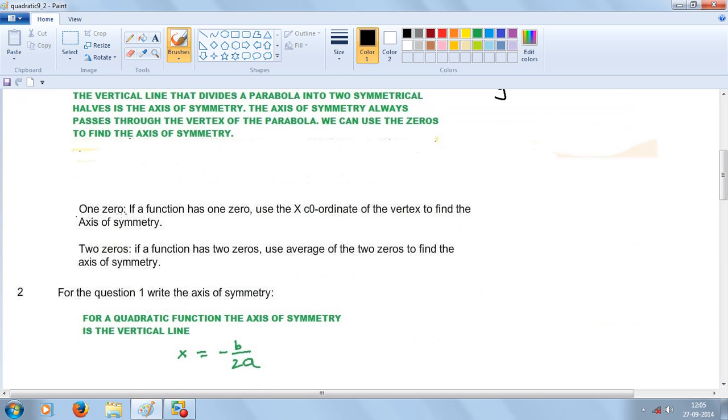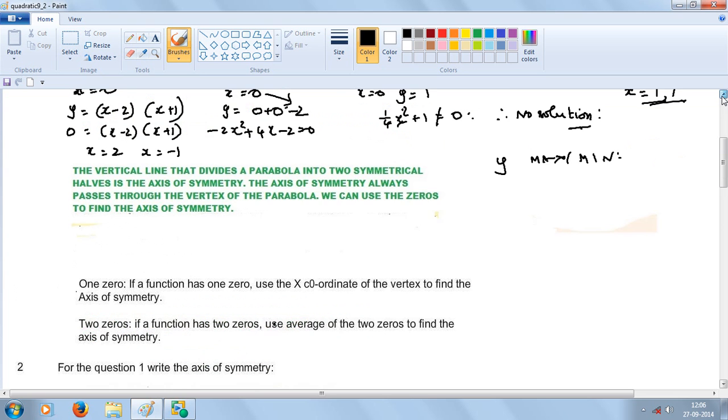Sometimes it can be only 1 zero. That means if a function has 1 zero, use the x coordinate of the vertex to find the axis of symmetry. If the function has 1 zero, it cuts only at one point, so use the x coordinate of the vertex to find the axis. Next, if a function has 2 zeros, that is, it cuts the x-axis in two places, use the average of the two zeros to find the axis of symmetry.